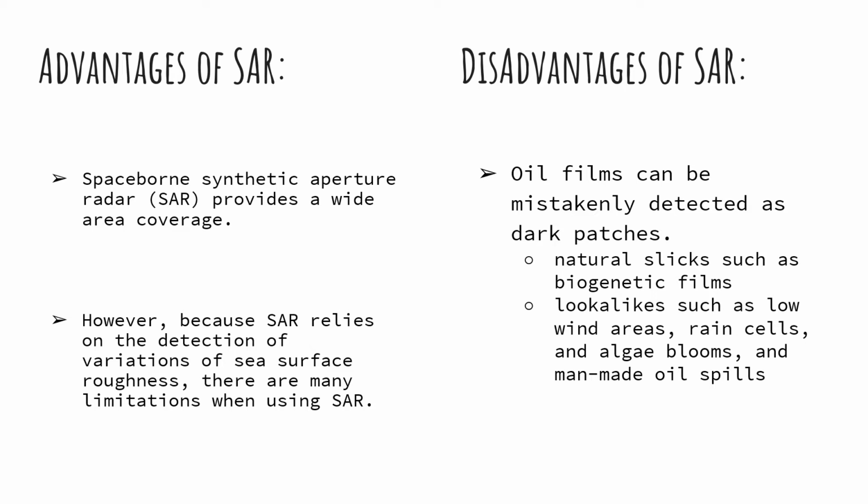To combat the issues with SAR, there needs to be a better analysis of slick appearance, environmental conditions, and contextual information relative to the area, as well as other concurrent oceanic and atmospheric phenomena. This is where GIS comes in.